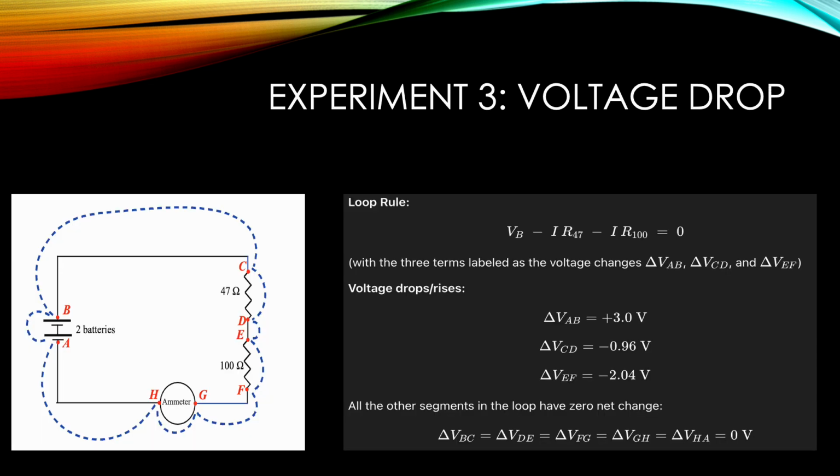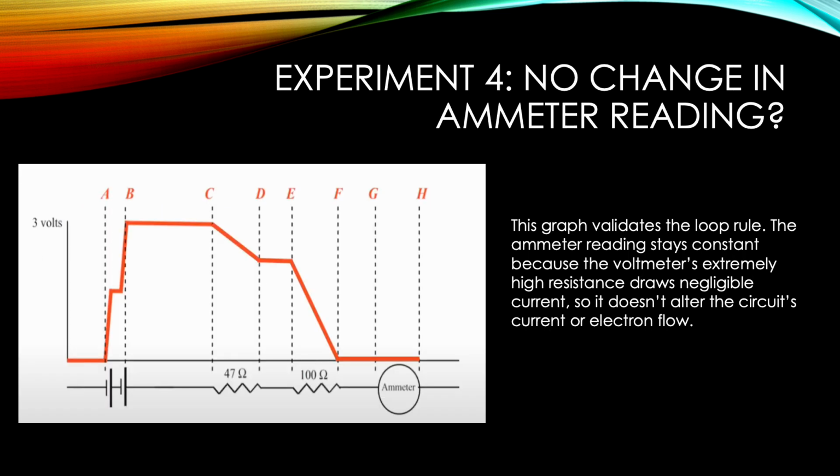Because we know the current flowing throughout the circuit, we can find the voltage drop in each component of the circuit. And according to the loop rule, the sum is equal to 0. So with the three terms, the voltage changes VAB, VCD, and VEF, the voltage drops and rises, we can calculate and see that the net change is 0 volts. Towards the left-hand side, we can see the graph of how exactly this voltage changes.